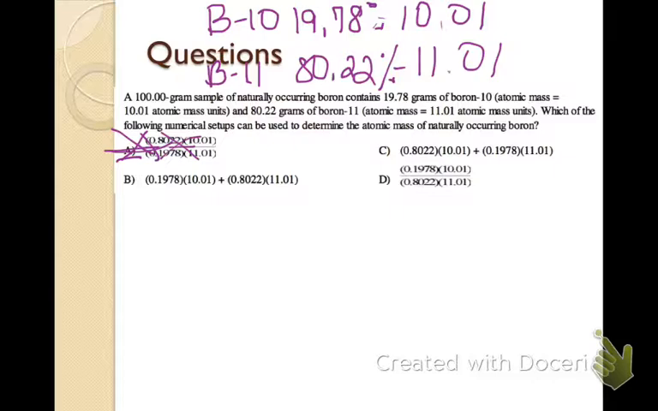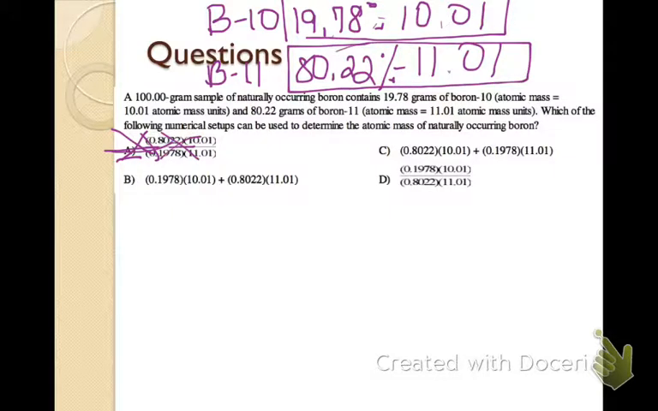0.1978. So instead of dividing by 100, they put it into a decimal first, multiplied it by the 10.01, and then added that to the 0.8022 times 11.01. That looks pretty valid. Let's just double check all the rest of them just to make sure.